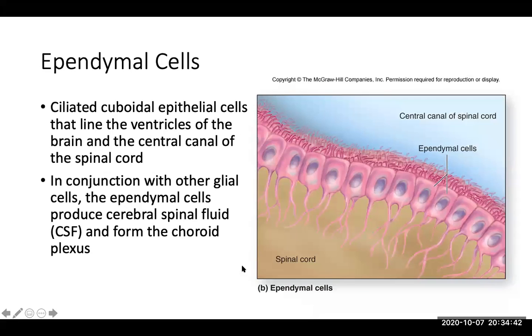Ependymal cells are ciliated cuboidal epithelial cells that line the ventricles of the brain and the central canal of the spinal cord. In conjunction with other glial cells, the ependymal cells help to produce cerebral spinal fluid. This cerebral spinal fluid fills up the ventricles and the central canal and the spinal cord. The ependymal cells also form the choroid plexus, which helps to form the cerebral spinal fluid.